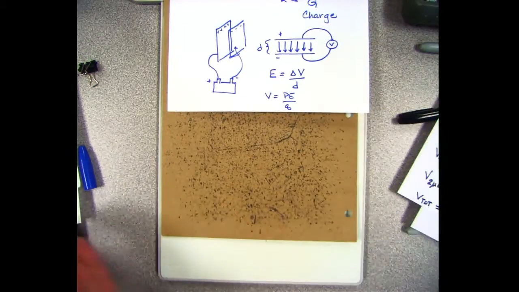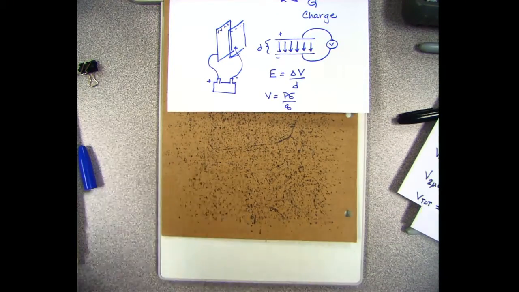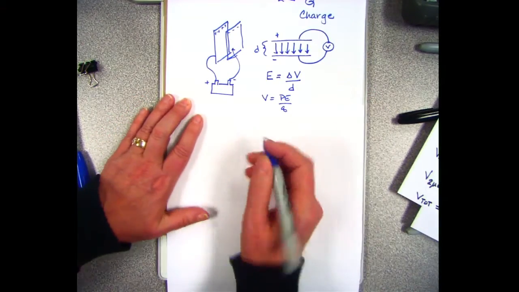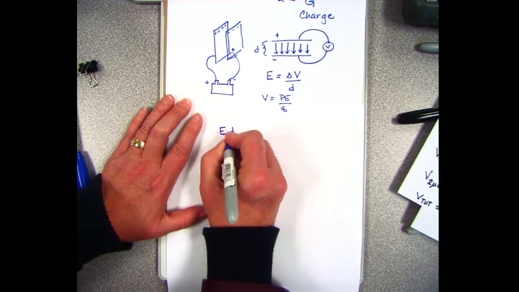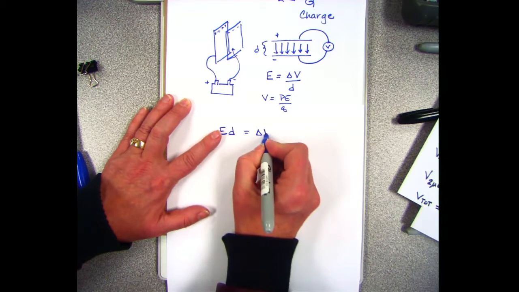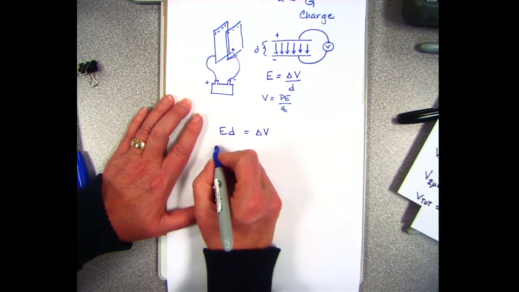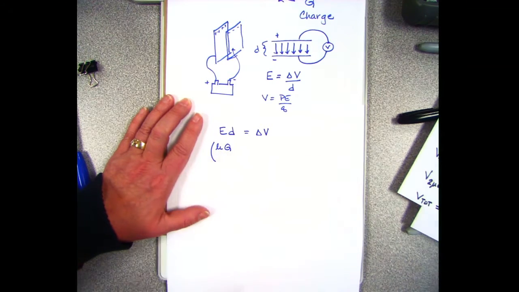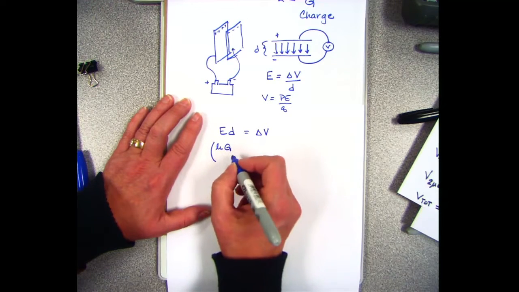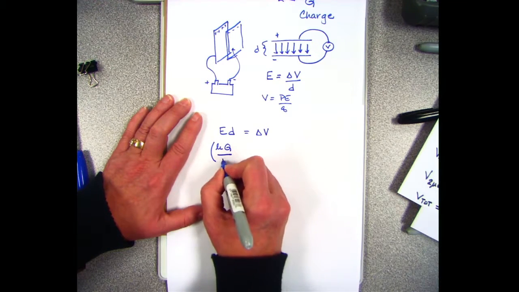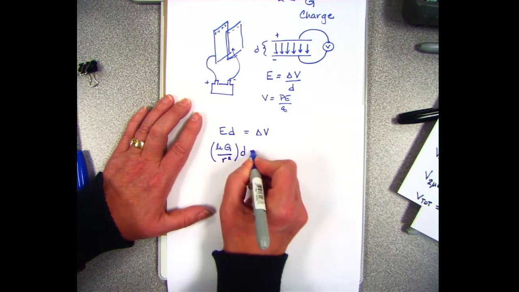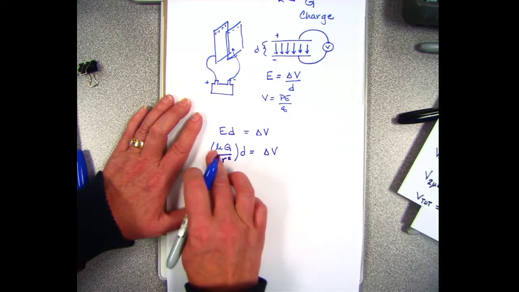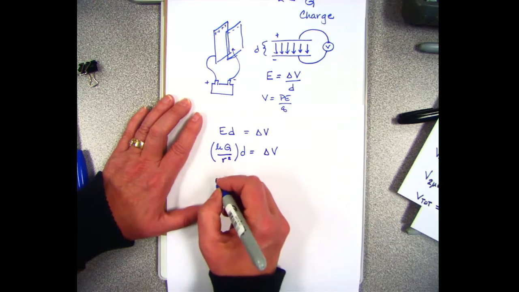So I have my electric field times D is going to equal my change in potential. My electric field, if I substitute in here, is kQ, the charge distribution on my plates, divided by r squared, times D, is equal to my change in potential. I'm going to put D in there and I'm going to pull Q out. That's equal to my change in potential.